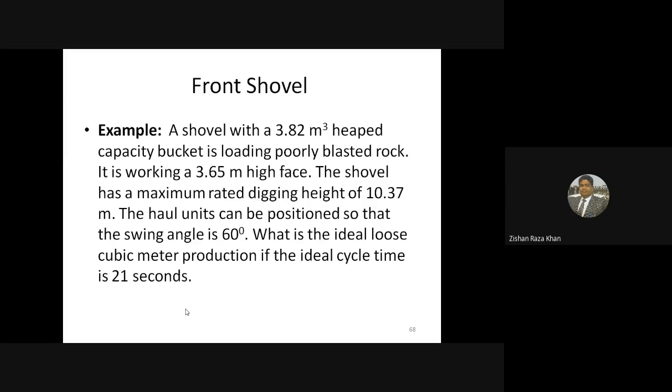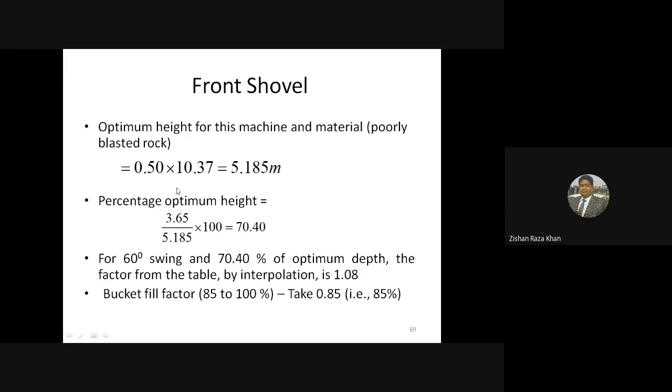Now consider an example for the front shovel. A shovel with 3.82 meter cube heaped capacity bucket is loading poorly blasted rock. It is working at a 3.65 meter height face. The shovel has a maximum rated digging height of 10.37 meters. The haul unit can be positioned so that the swing angle is 60 degree. Very good position. What is the ideal loose cubic meter production if the ideal cycle time is 21 seconds? See, this can be solved very simply.